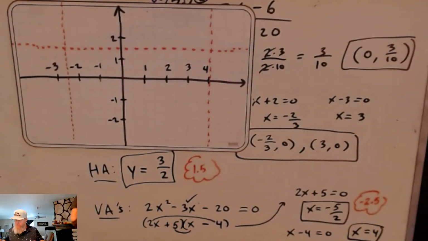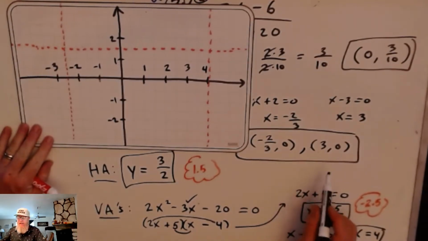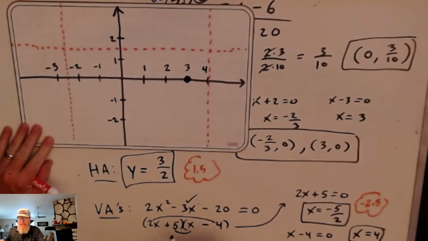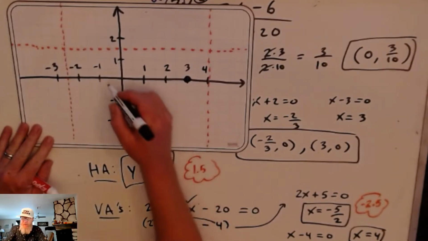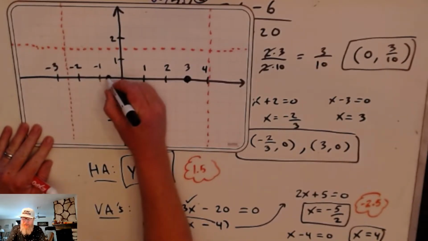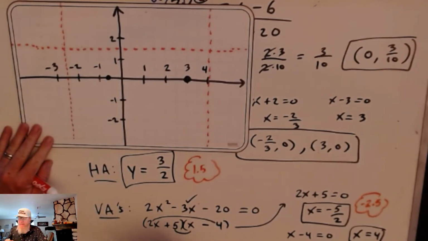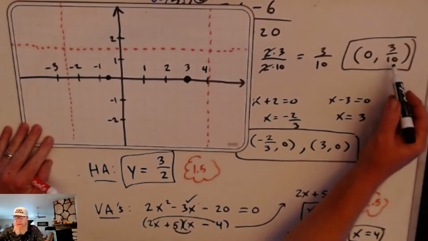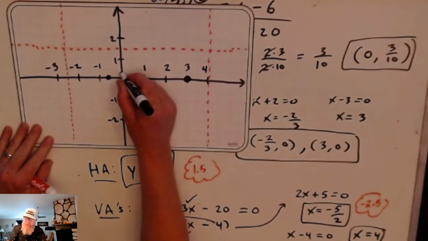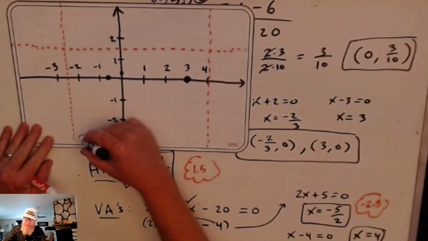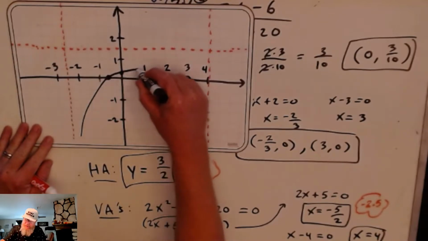All right, and now I put down my intercepts, so it looks like I've got an x-intercept at 3, and another one at -2/3, which I'm just going to approximate right about there, a little closer to -1. And then I got my y-intercept as 3/10. Now 3/10 is not very easy to graph, so I'm just going to make a dot very close to 0. And so this is kind of what it looks like.